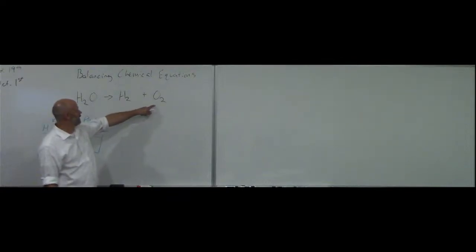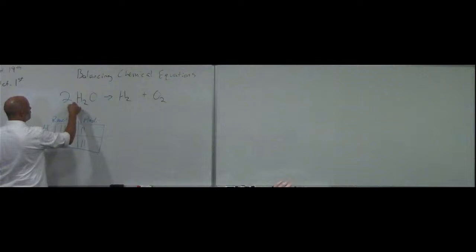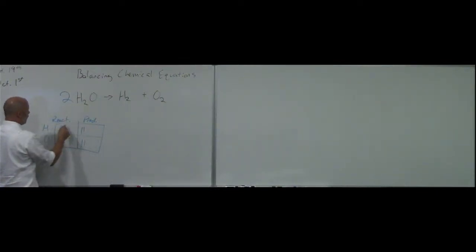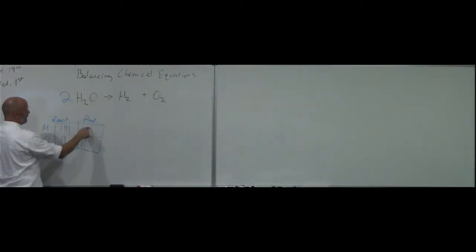That doesn't work. I can't just create an oxygen. So to deal with the fact that I have two oxygens over here, what do I have to do over here? Multiply by 2, to balance it. When I do that, how many hydrogens do I have? Four. How many oxygens do I have? 2. Life's good. Over here I still have 2 and 2.